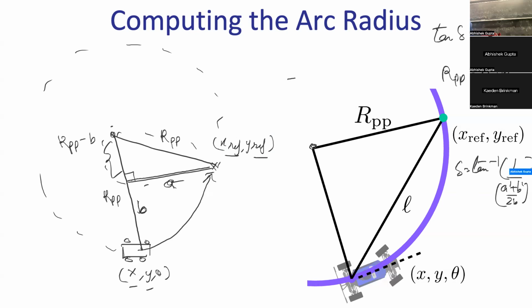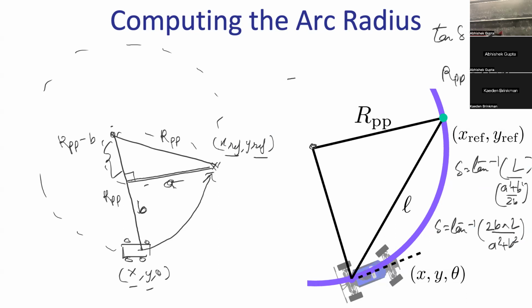So where we are is we figured out tangent delta is equal to L over R from the motion model. We figured out that R_PP is A squared plus B squared by 2B from trigonometry, or Pythagoras theorem. And we just put those two equations together. We have delta is equal to tangent inverse of L divided by (A squared plus B squared by 2B), so the 2B will go, and essentially you will have delta is equal to tangent inverse of 2B times L divided by A squared plus B squared. We still don't know A and B, but we're getting a little closer.